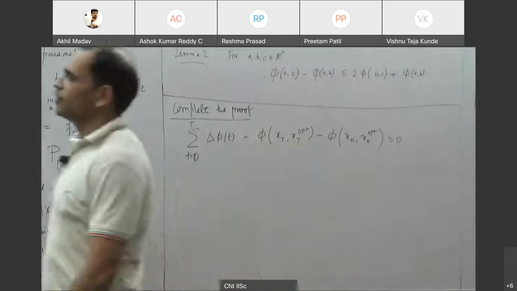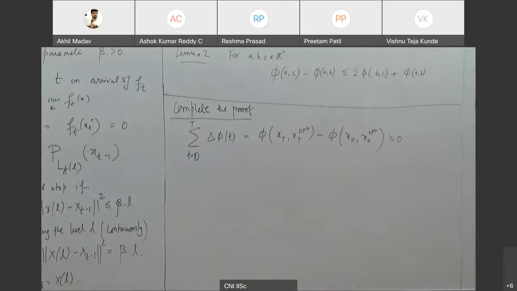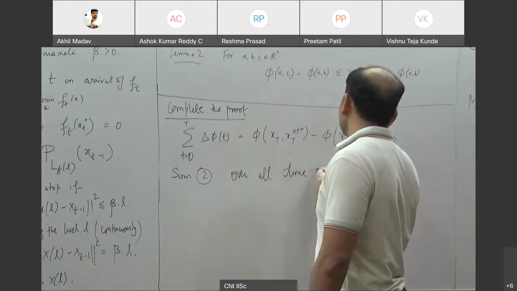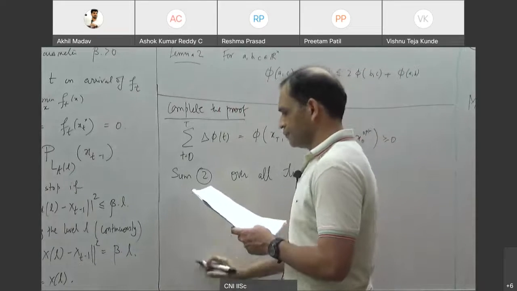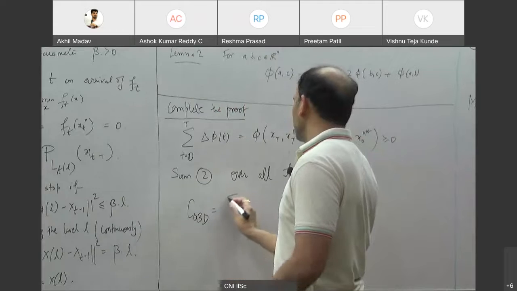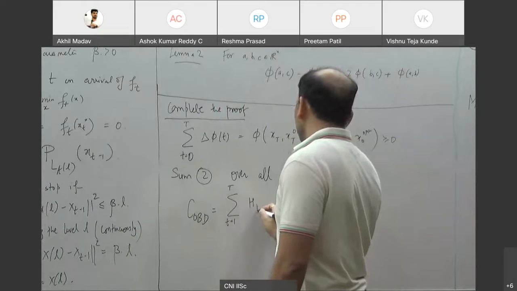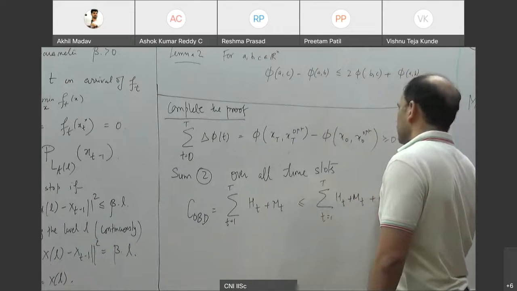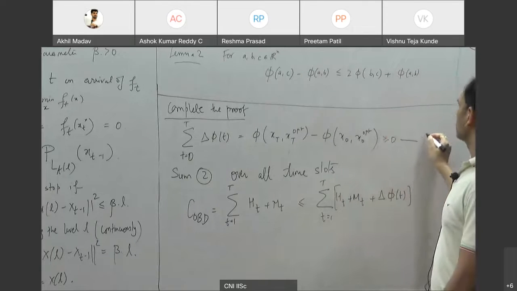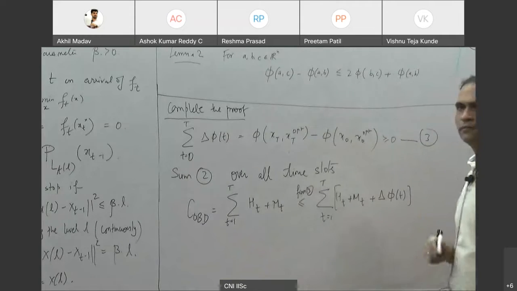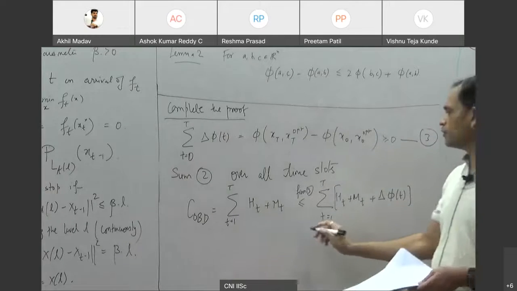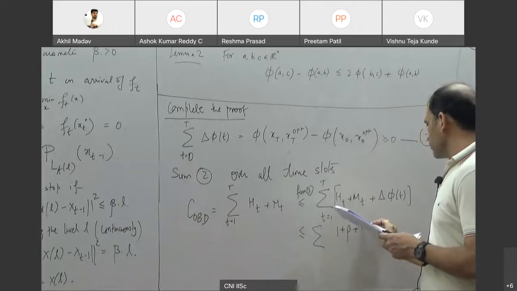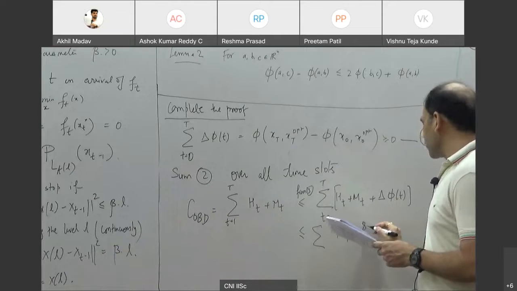Now I'm going to sum that. So, cost of the algorithm. I'm using two same results. 1 plus. So let me write 8 here and tell you why we need to increase it a little bit.